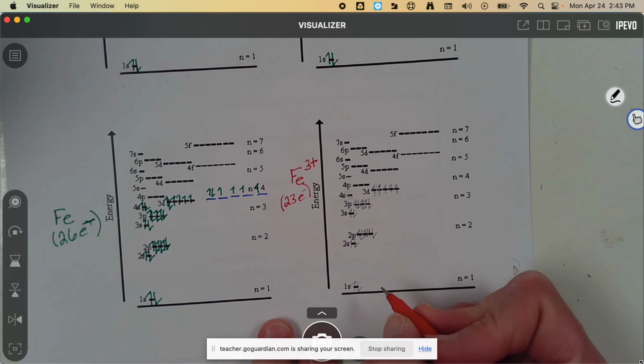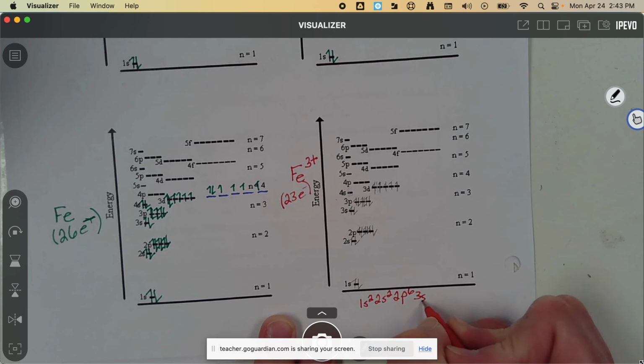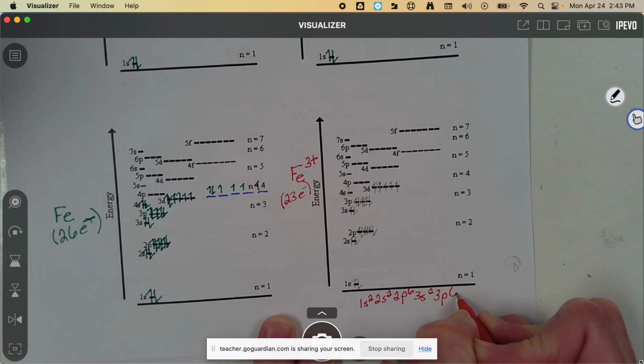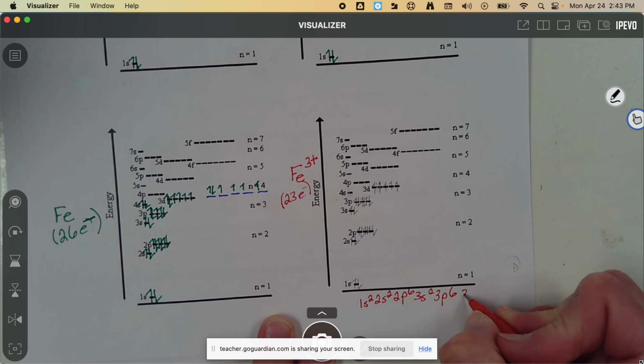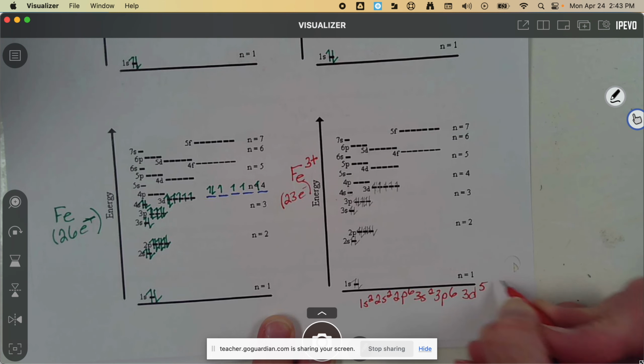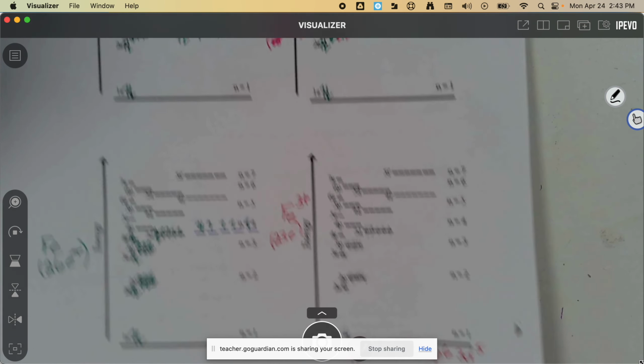So the electron configuration for Fe3 positive is 1s2, 2s2, 2p6, 3s2, 3p6. There's nothing left in the 4s sublevel, so you can either write 4s0 or not do anything, and then 3d5. So negative ions, easy enough to make. Positives, you really have to fill up the whole thing first and then pluck your valence electrons out.